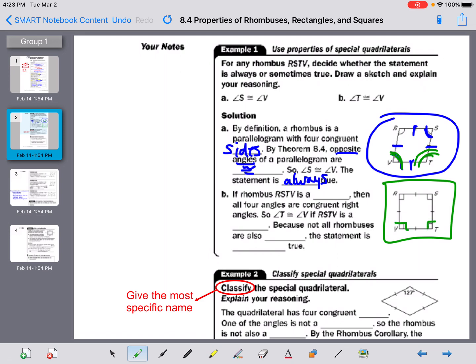Yeah, when it's a square it works, right? So if the rhombus is a square, then T is congruent to V. But are all rhombuses squares? No, not all rhombuses are also squares. So we can't say it's always going to be true, because up here it definitely wasn't true, but down here it was. So we're just going to have to say sometimes true.